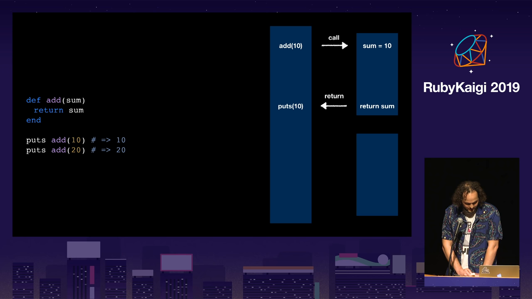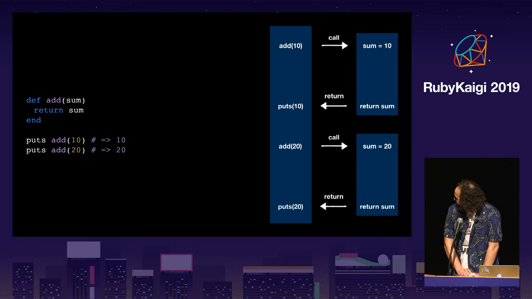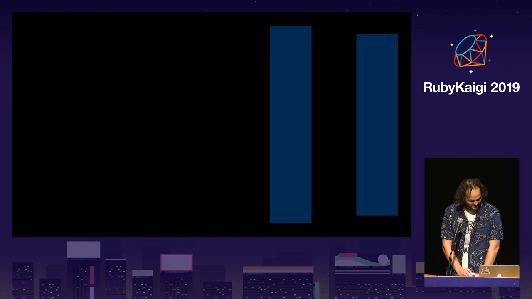The second time we call it, we start again from the top of the function. We call it with the argument 20. The local argument is 20, and we return it, and we print out 20. This is just a normal function that everyone should be familiar with. This time, we will use a fiber. A fiber retains the state between calls.